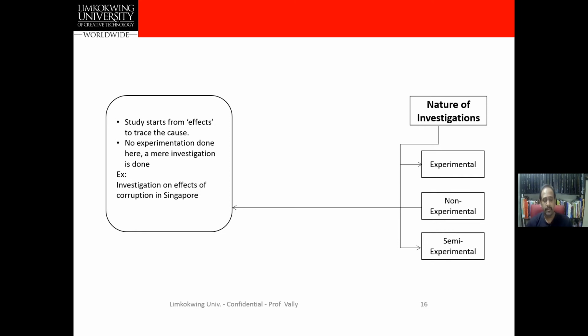The example is an investigation on the effects of corruption in Singapore. There is corruption. Okay, so what are the effects of this corruption? We are trying to find the effects of the corruption, which means we are going in the reverse direction.